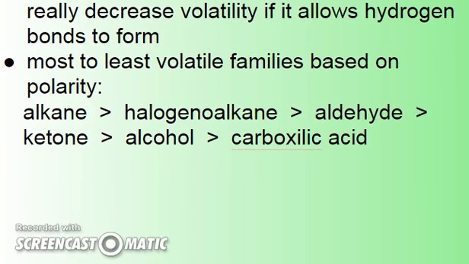So typically the most to least volatile family, so most volatile means evaporate the easiest, have the lowest number of forces between them, are alkanes and something called halogenoalkanes. It's just an alkane with at least 1 halogen in place of a hydrogen. And then aldehydes and ketones, which just have double bonded oxygen. And then the least volatile are going to be alcohols and carboxylic acids because they both contain a hydroxy or OH group with that hydrogen bond. So they're going to be the most polar.